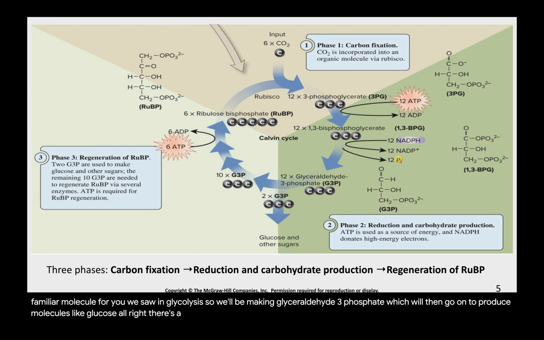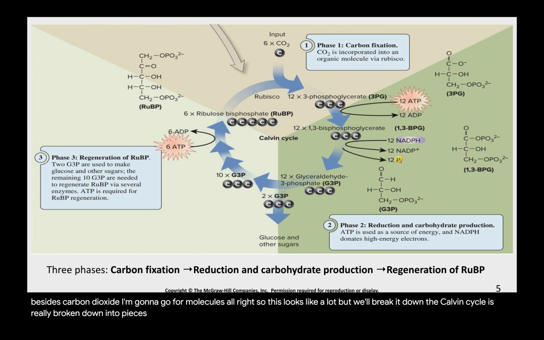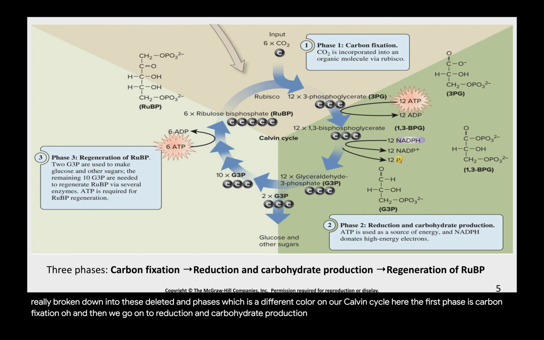All right, there's a lot that goes into the Calvin cycle, but I promise you it's not too overwhelming. In fact, besides carbon dioxide, I'm only requiring you to know 4 molecules. So this looks like a lot, but we'll break it down. The Calvin cycle is really broken down into these 3 different phases, each a different color on our Calvin cycle here. The first phase is carbon fixation. And then we go on to reduction and carbohydrate production. And then finally, we're going to regenerate a molecule. We're going to regenerate RuBP.